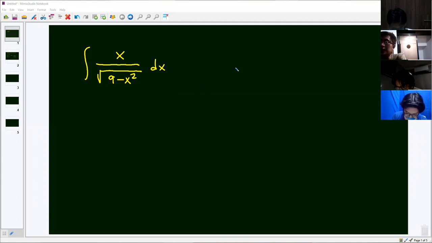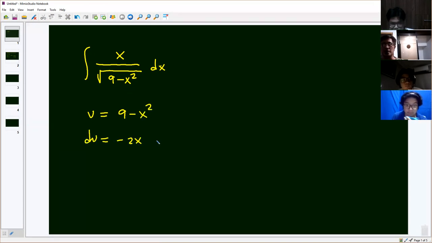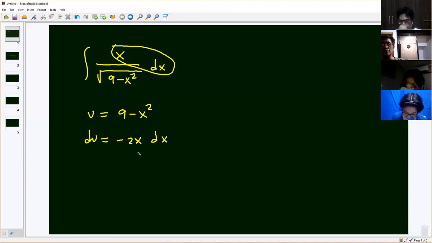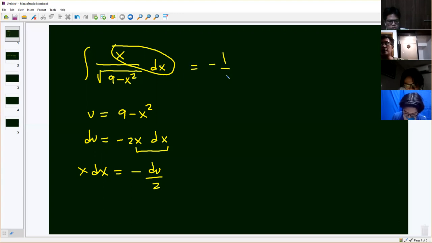Okay, game, tingnan natin. So, yung sinetup ko as a warm-up is actually simple substitution lang. If u is 9 minus x squared, our du is negative 2x dx. So, you see that part? Makukuha na yan, which is x dx is negative du over 2. So I can put negative 1/2 outside, and then that x dx will become du.